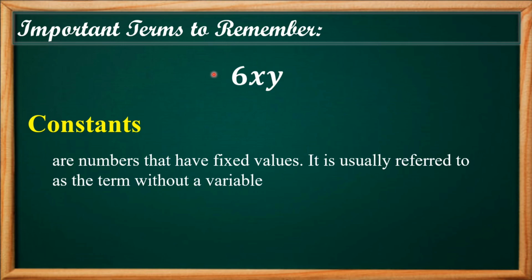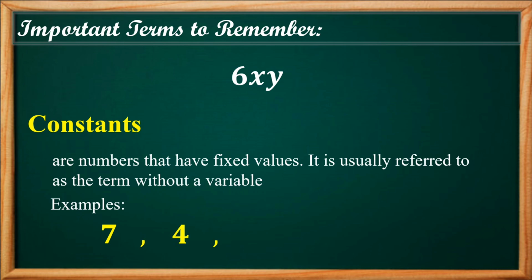Example dito, meron tayong 6xy. 'Di ba nakikita ninyo a number which is 6, then meron tayong letters x and y. Now, on this part, hindi natin pwedeng sabihin constant 'yan ang 6 kasi sir, number naman ang 6, 'di ba? Fixed value siya. Pero remember, it is referred to as a term without a variable. Ano yung variable? Ito yung mga letters. Hindi natin siya pwedeng sabihin na, sir, x is a constant. Bakit? Kasi meron siyang kasamang variable. Dapat, kapag sinabi natin constant, walang kasamang variables or English alphabet letters.